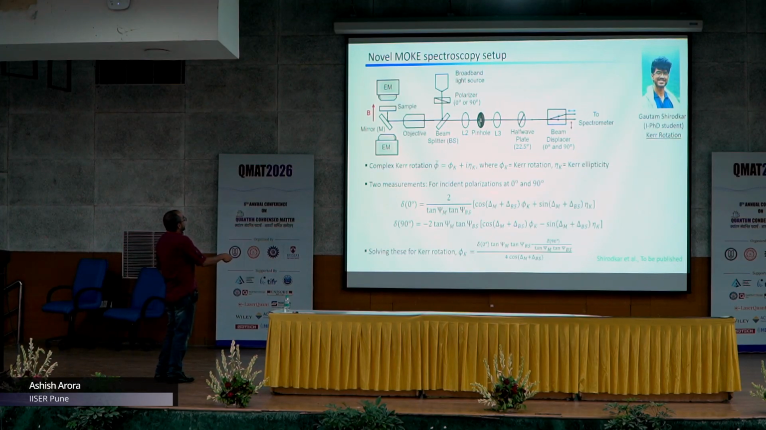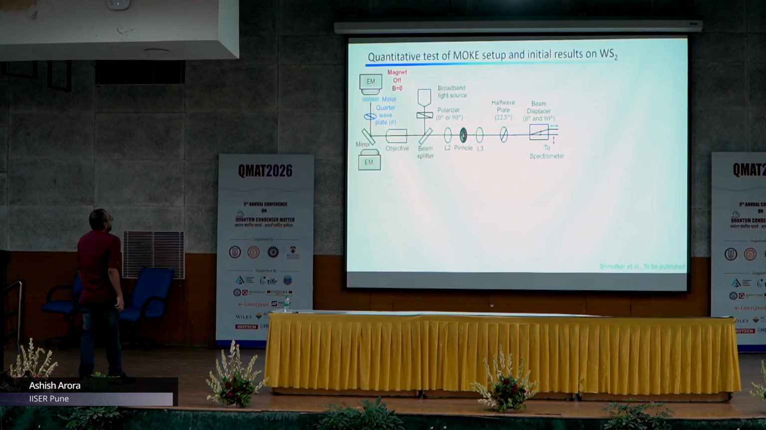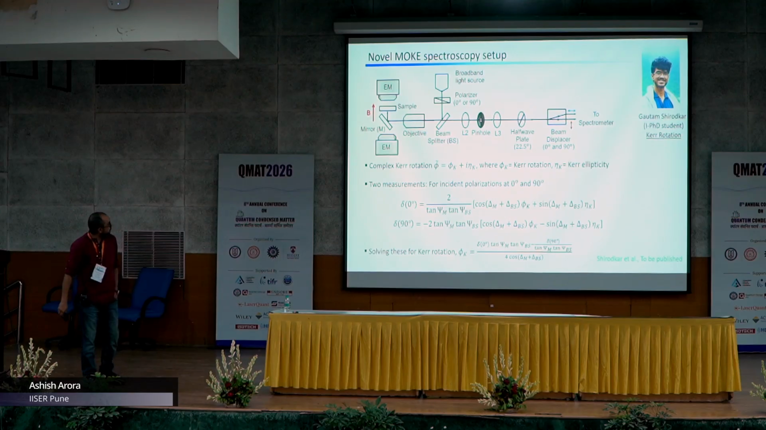Well, do the math. Again, two polarizations, 0 degree, 90 degree, two measurements, take a difference, solve these for phi, k, which is Kerr rotation, and we find that there is this tan psi and delta of beam splitter and the mirror. This comes into picture. Okay, to test that this setup works, well, this setup works first of all.